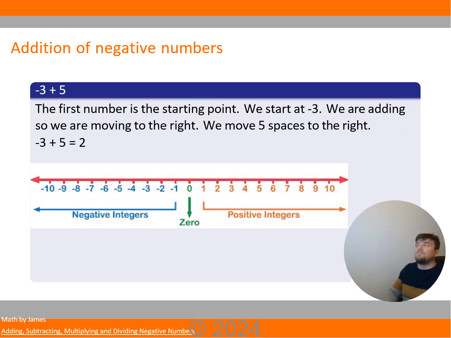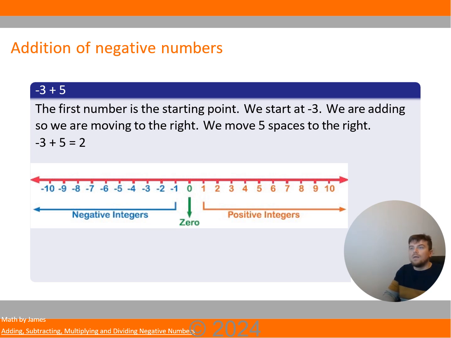Right, so if we have minus 3 plus 5. So here, let's start at minus 3. The first number is the starting point. We start at negative 3. We are adding, so we are moving to the right. We move 5 spaces to the right, so that's minus 3 plus 5.